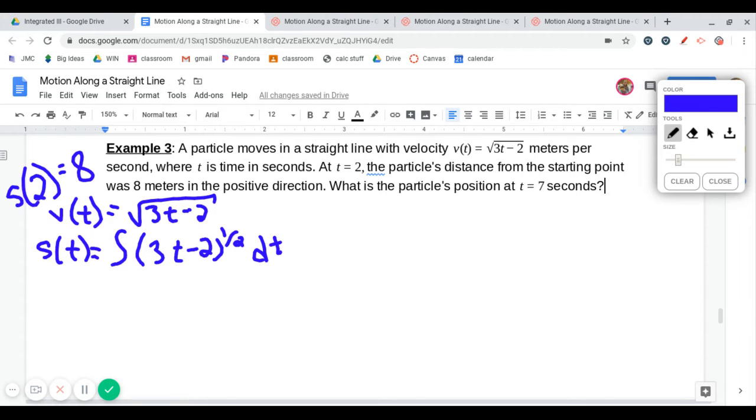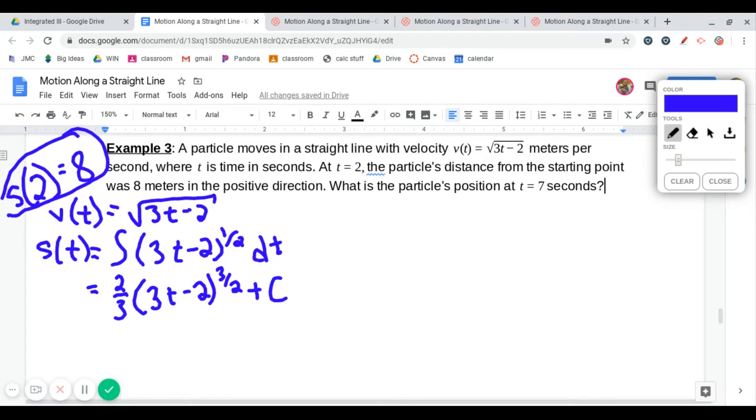Now let's integrate this. s of t is going to equal 3/2 times 3t minus 2 to the 3/2. Oh, excuse me, this should be 2/3. All right, plus c, because this was an indefinite integral. And this is where our initial condition comes into play. We're going to use that to solve for c, and then we have a position function.